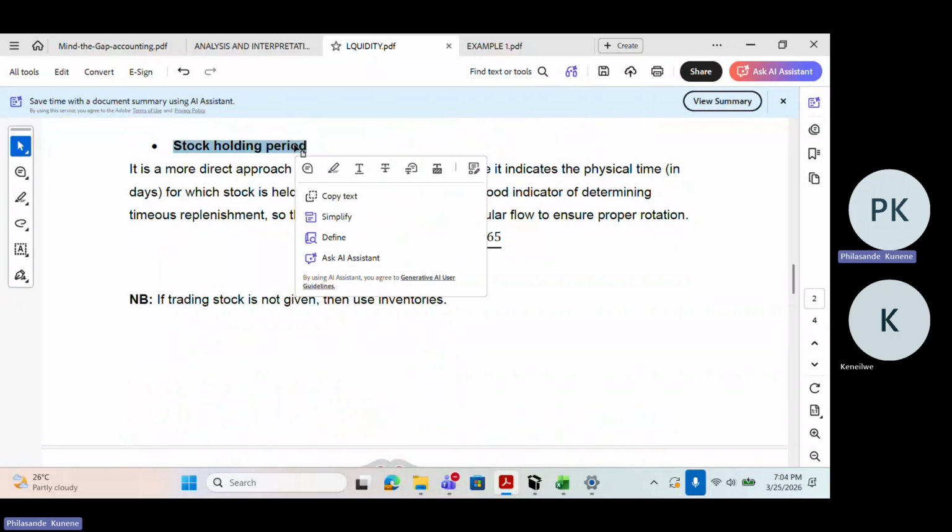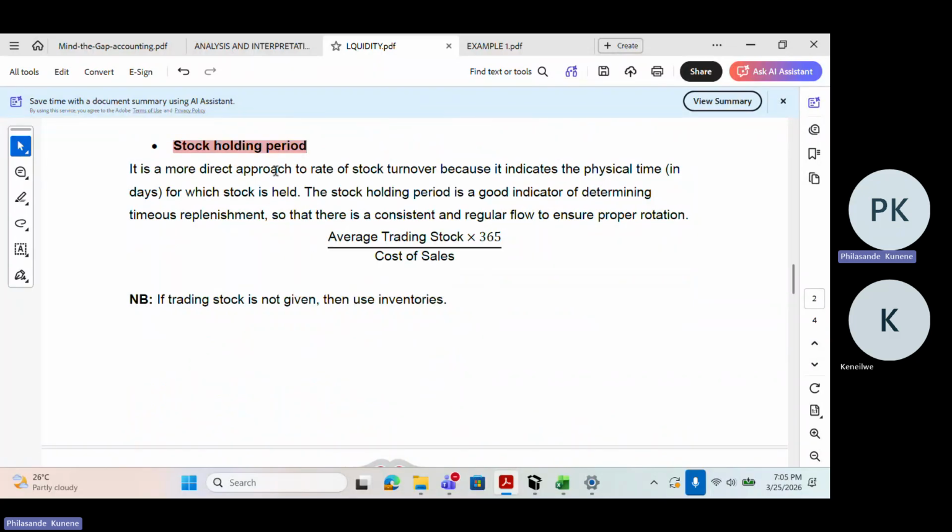Let's talk about stock holding period. It is a more direct approach to rate of stock turnover because it indicates the physical time in days for which stock is held, right? The stock holding period is a good indicator of determining times of replenishment, so that there is a consistent and regular flow to ensure proper rotation. Average stock times 365 over cost of sales. If trading stock is not given, then use inventories.